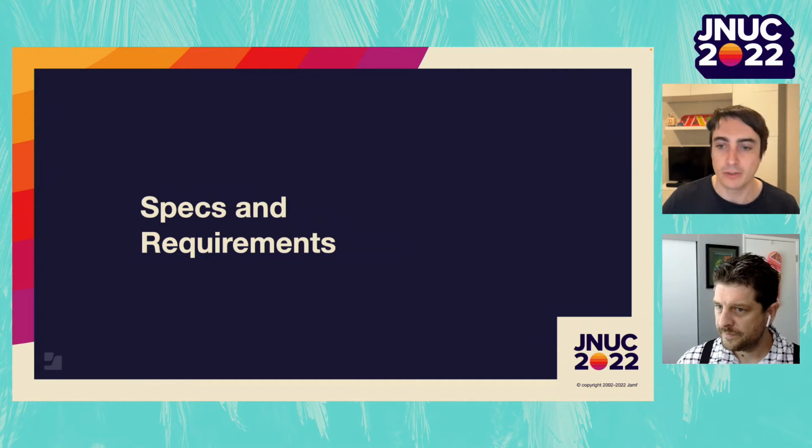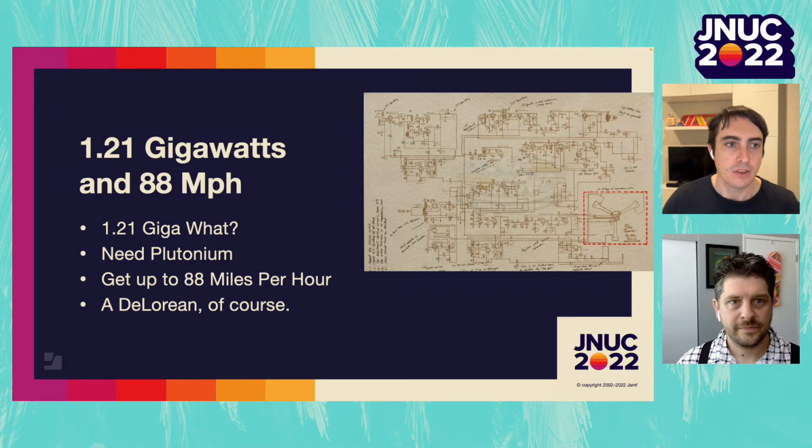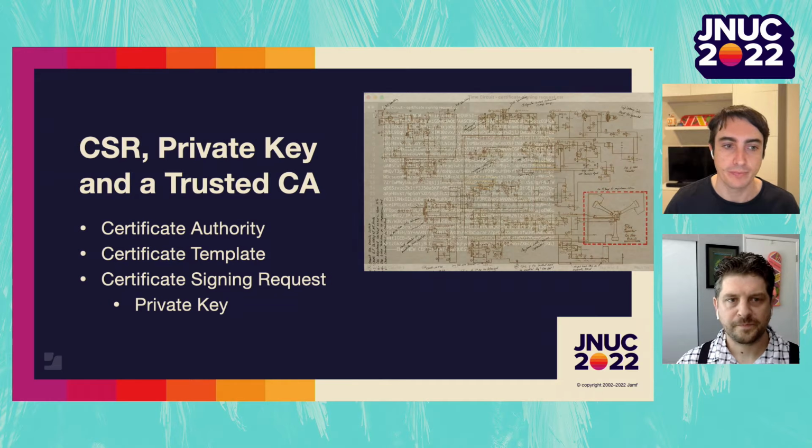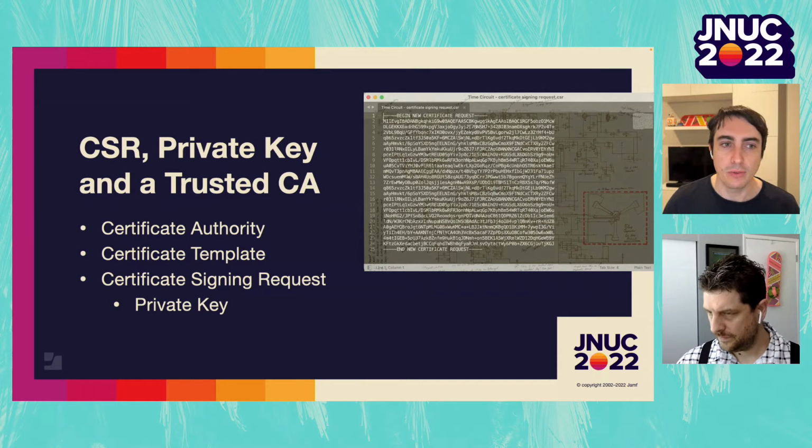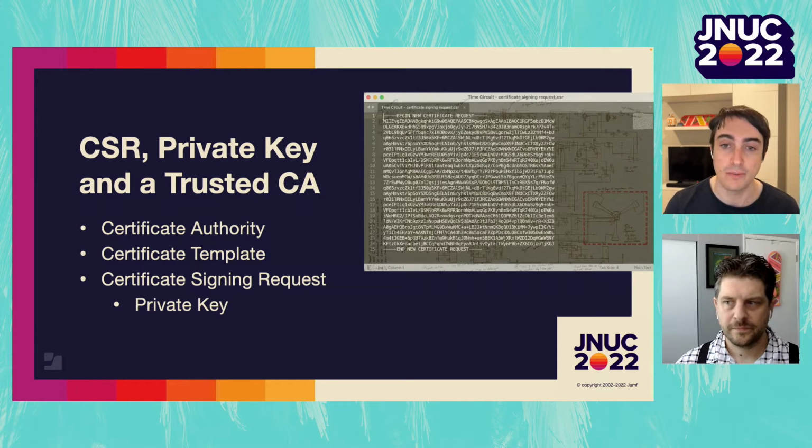So now let's talk about some specs and requirements. In order to time travel, we need a few things. We need power, a source for that power, a nice long stretch of road or track, and a stylish mode of transport. In cert terms, what we need to deploy certificates within our environment is a certificate authority that will be issuing these certificates, a template that will define the usage and guidelines of the certificate that is issued, a certificate signing request, also known as a CSR, and a subcomponent of that CSR, which is what is called a private key. We'll go through these in greater detail later.